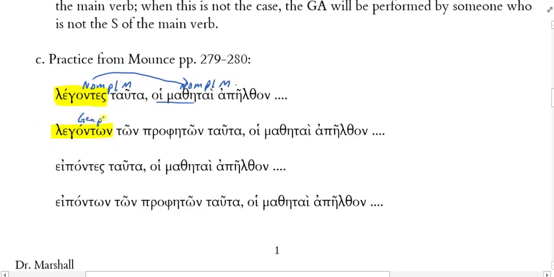So this is genitive, plural, and masculine. All right? Genitive, plural, masculine. Take a look at hoi mathetai inside the core clause. That's nominative, plural, masculine. Can the ones doing the speaking in the participle here be the same as the subject noun over here? No. Okay, so who's doing the speaking? Well, look at ton prophetōn. What case, gender, number is that? That's also genitive, plural, masculine. Okay, and tauta is the direct object of the participle as it was here.